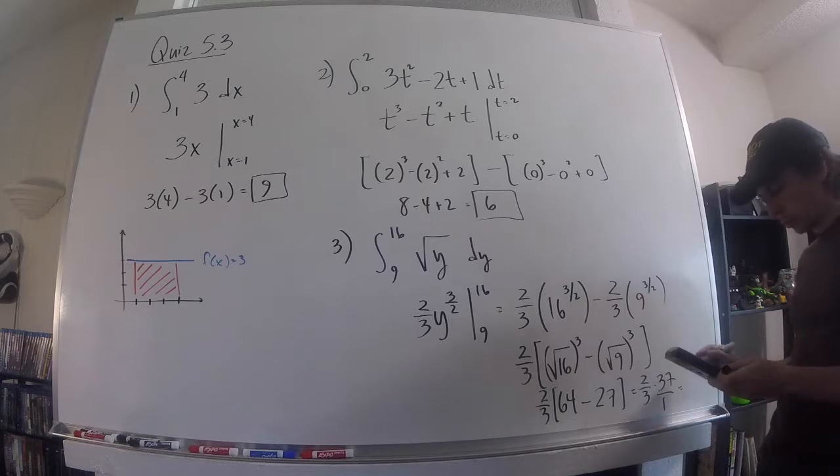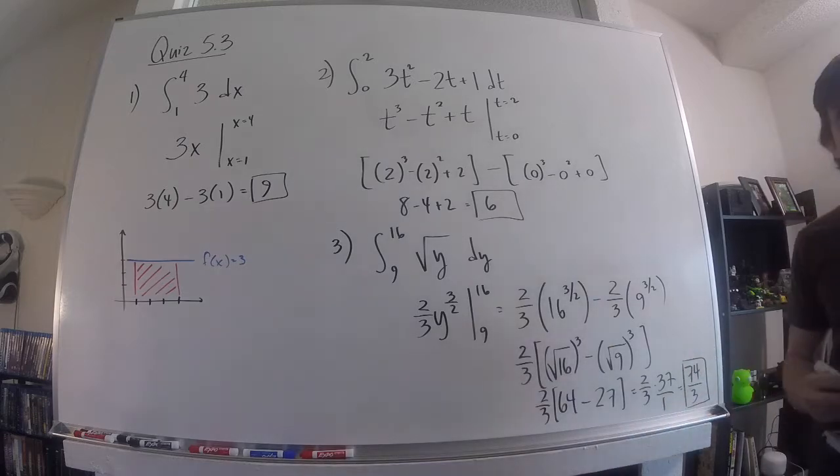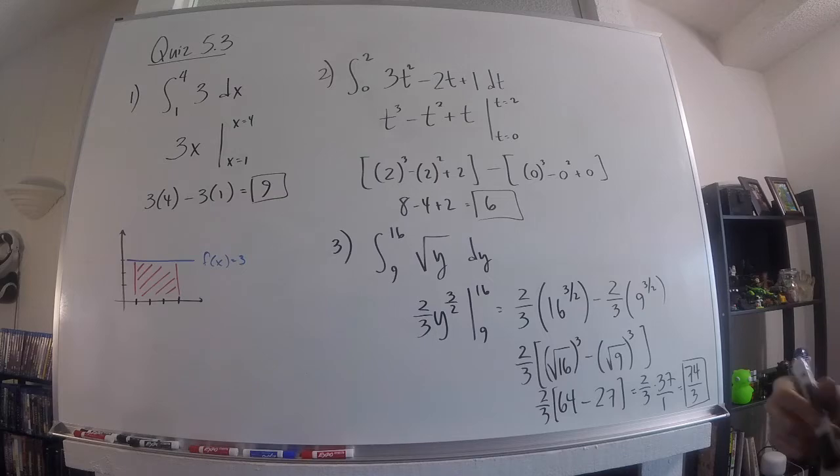So I'll just rewrite it as a single fraction. 2 times 37 is 74, divide by 3. That's reduced already. 74 over 3 is our answer. All right, moving on.